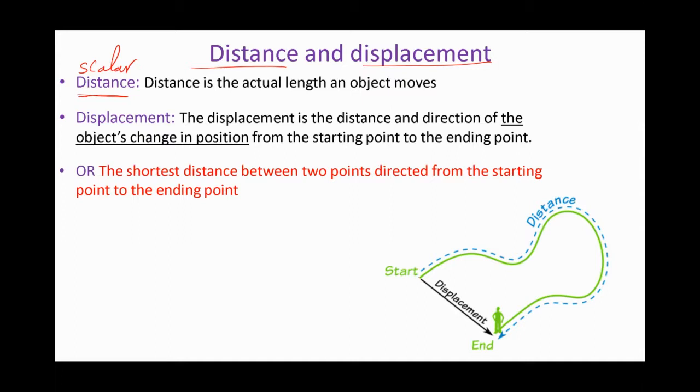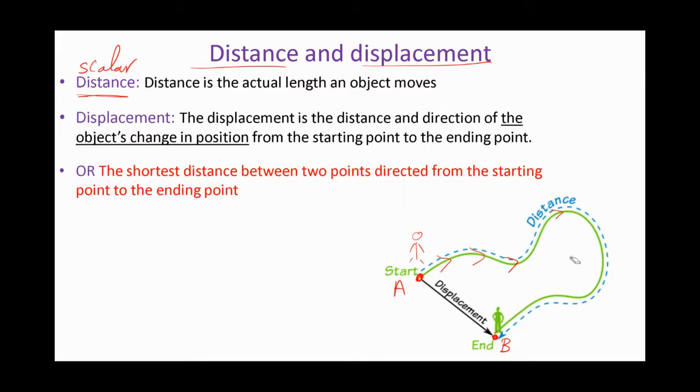For example, an object will start from point A towards point B. Like, let's say somebody is running on a track in the field to go from A to B, but he's running on this green track until he reaches point B. So where is the distance here? The distance is the actual length of this green track. Like, you need a measuring tape to measure the length of this track. Okay? When you measure it, this is the distance.